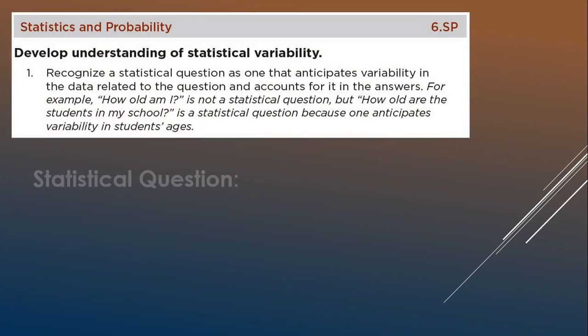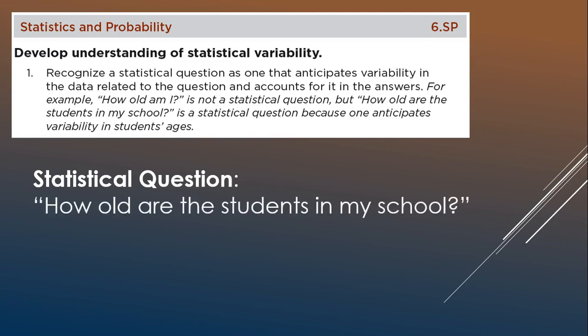So when data is gathered, we want to make sure that the questions that we're asking when we gather that data are statistical questions. To be a statistical question, a question has to expect that the answers to that question will vary. And we have to have a way to collect those varying answers. So the question, how old are the students in my school, would be considered a statistical question. Certainly the ages of the students in my school would vary, and it's something that I can record and account for.